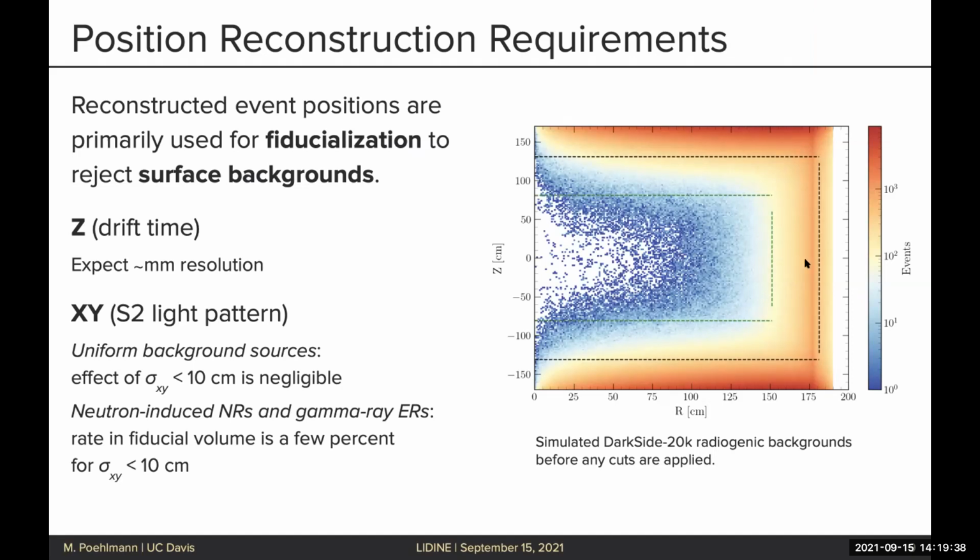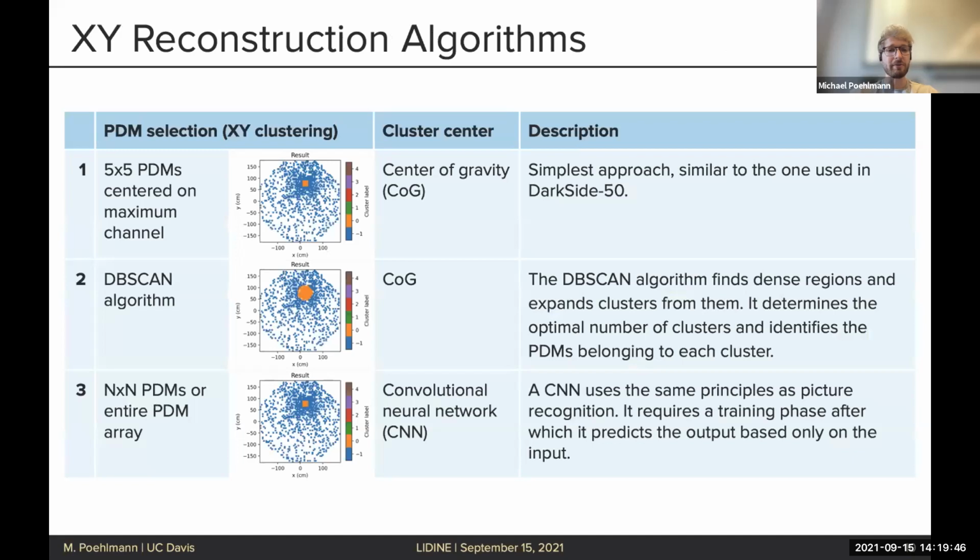Okay, 1 minute. So if we misreconstruct these positions, they will increase our fiducial volume rate. So just an overview of some of the algorithms we've tried. One is using just a simple 5x5 square of PDMs, and then a simple center of gravity method for this. Another method uses machine learning algorithms, so namely the DB-scan algorithm, to locate dense regions and expand clusters from them. And we've also investigated using neural networks, so specifically convolutional neural networks, which use the same principles as picture recognition.